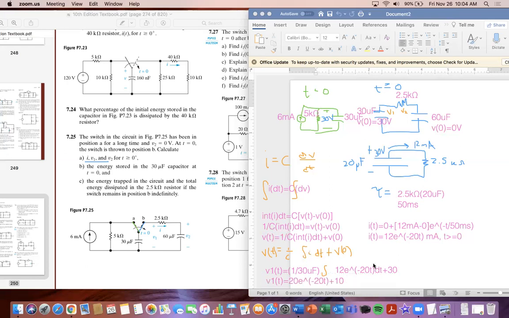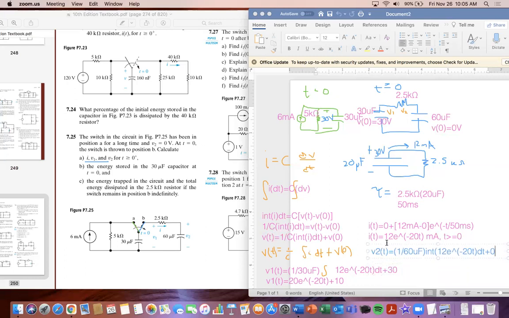Now do the same for V of 2. In V of 2, it's going to be 1 over 16 microfarads, and then the integral of 12e to the negative 20t dt, and then plus the initial value, which is 0 on the second capacitor.